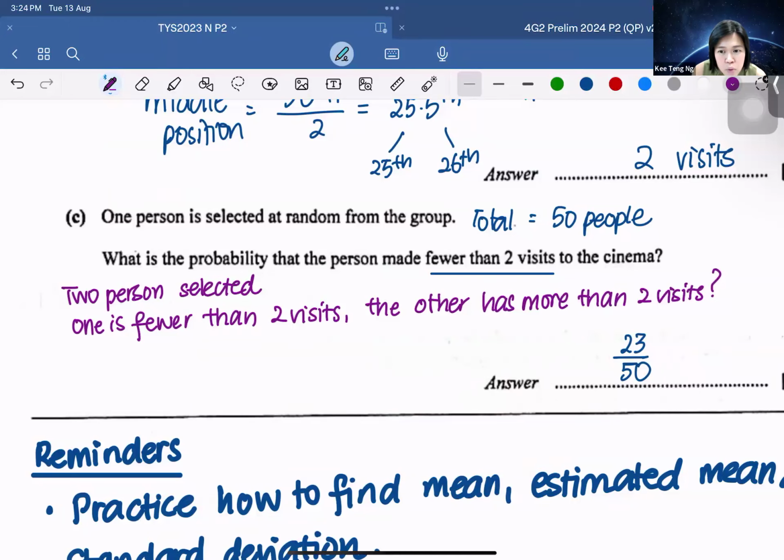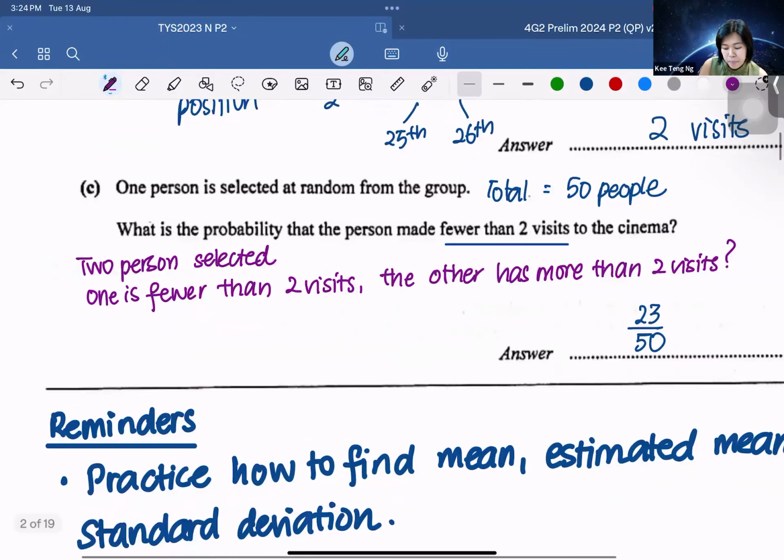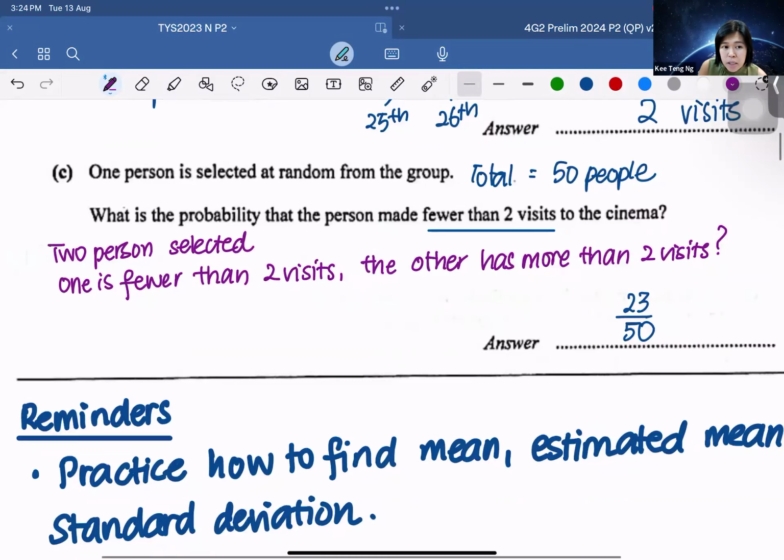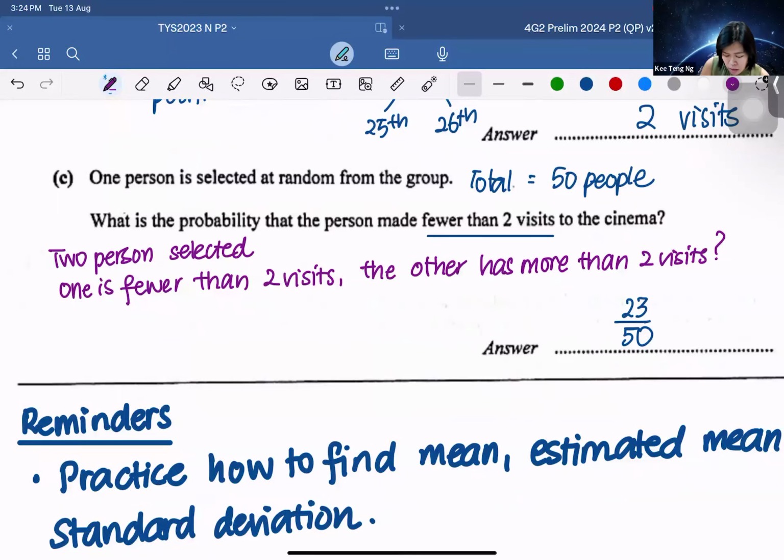How are we going to do this question? I'm going to explain this slowly. First thing, 2 persons selected, correct? The first person, there is a total of 50. Denominator first. After I take out this first person, and then I choose one more, I multiply, okay? I choose one more.